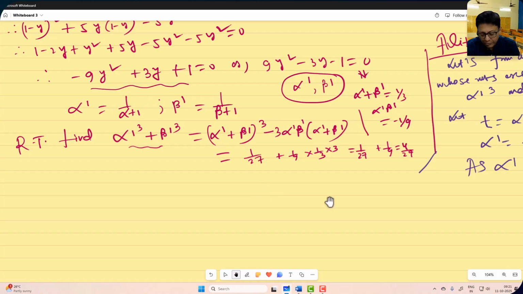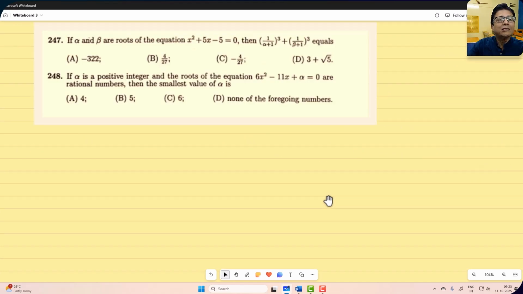Done. 1 MCQ. Now for this particular sum, number 248, you know the concept of integer root. I just wanted to remind you by taking the easiest one. Since alpha is a positive integer and roots of this equation are rational numbers, you might have noticed this, then the smallest value of alpha is what?